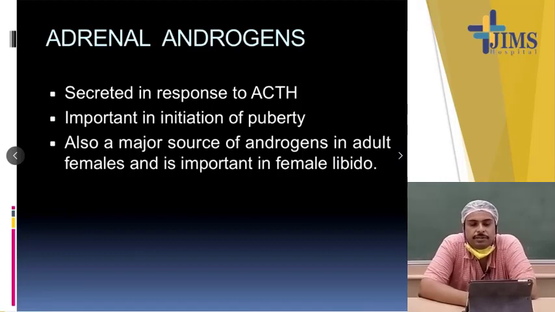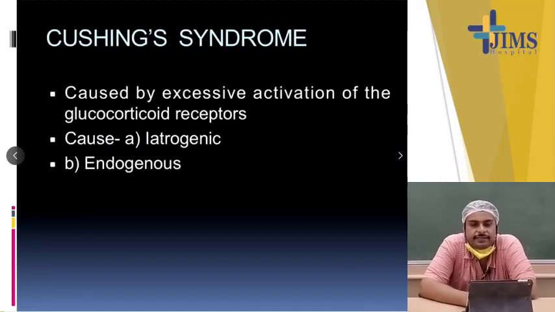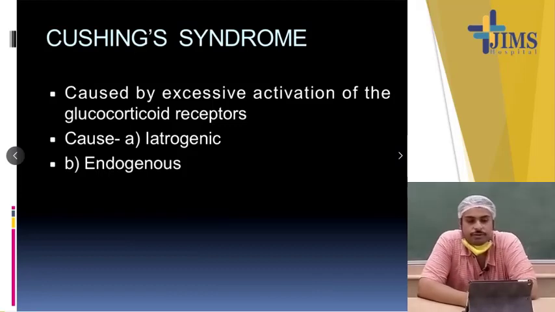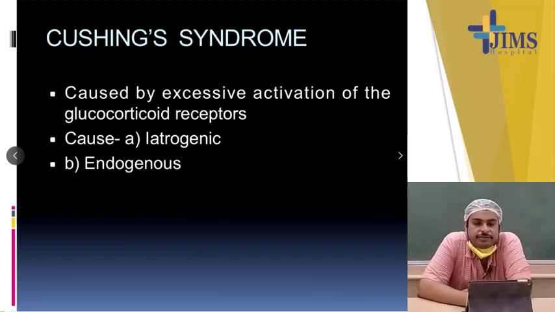Cushing syndrome is the most important disorder. It is caused by excessive activation of the glucocorticoid receptors. The causes are iatrogenic. Iatrogenic means administration of systemic steroids. It is the most important cause. You should think about this cause and take it properly in the history before proceeding to any other causes.